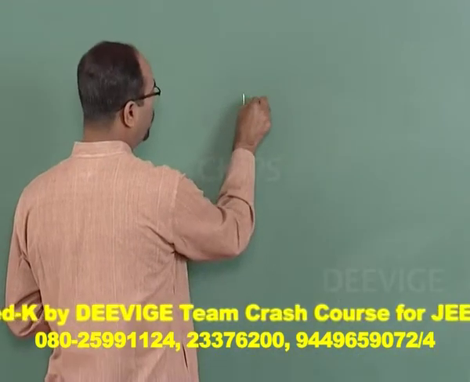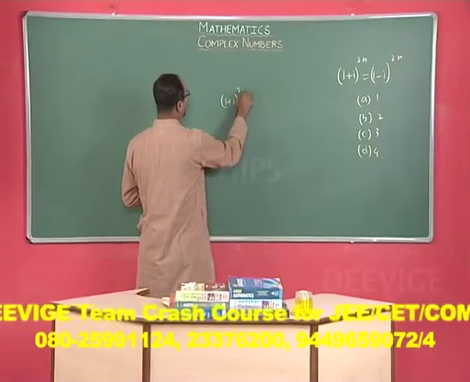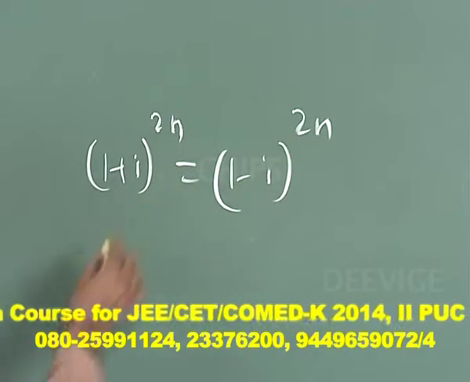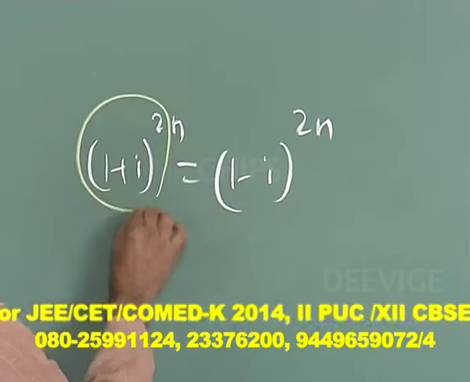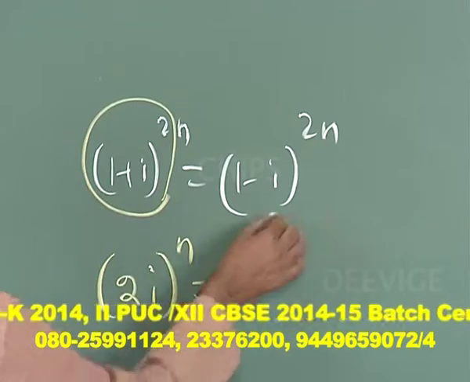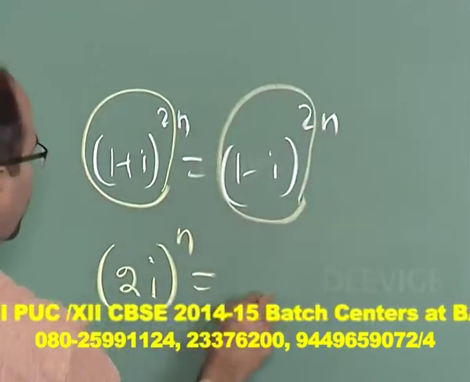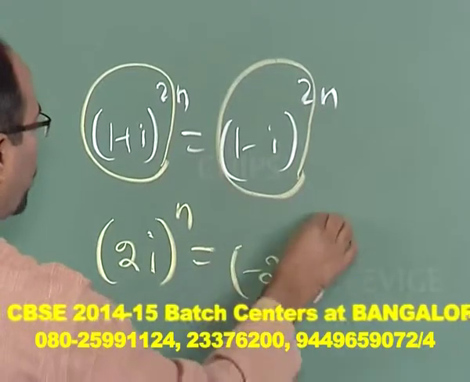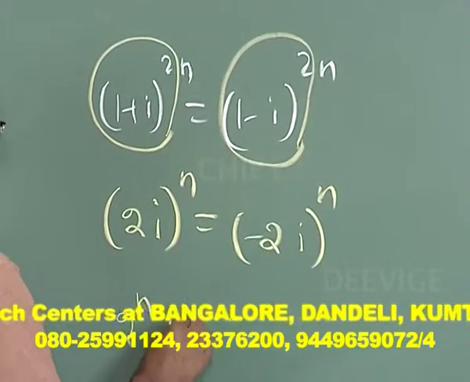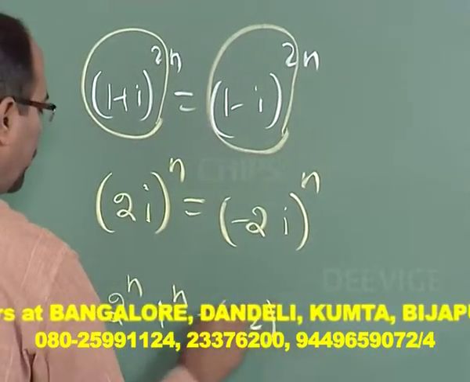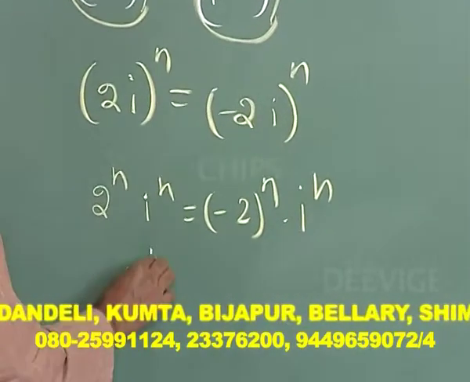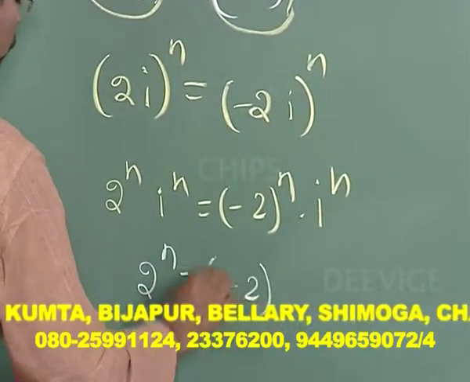The question is (1+i)^2n equated to (1−i)^2n. Let me rewrite this by taking (1+i)^2 as 2i, so (1+i)^2n is (2i)^n, and (1−i)^2 I will write as −2i, so (1−i)^2n is (−2i)^n. I can split it as 2^n i^n is equal to −2^n i^n. That clearly says 2^n is equal to (−2)^n.